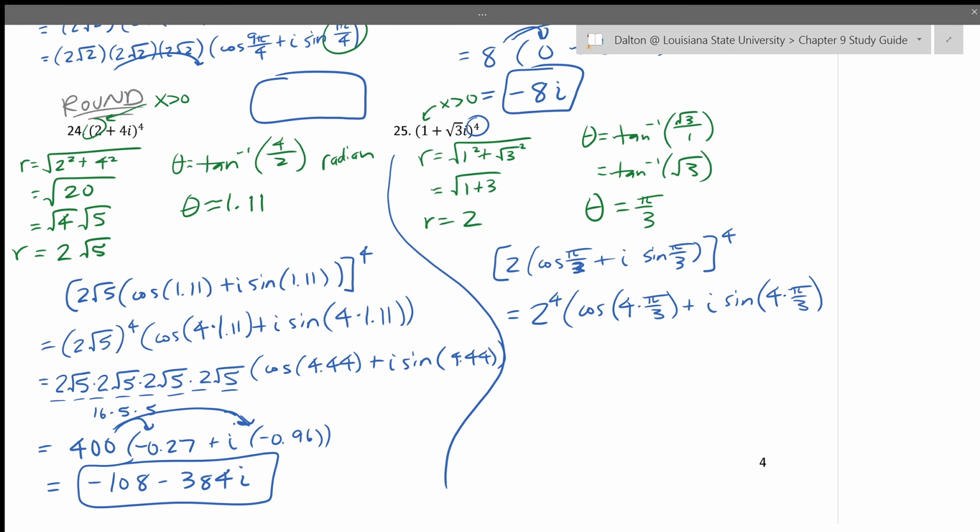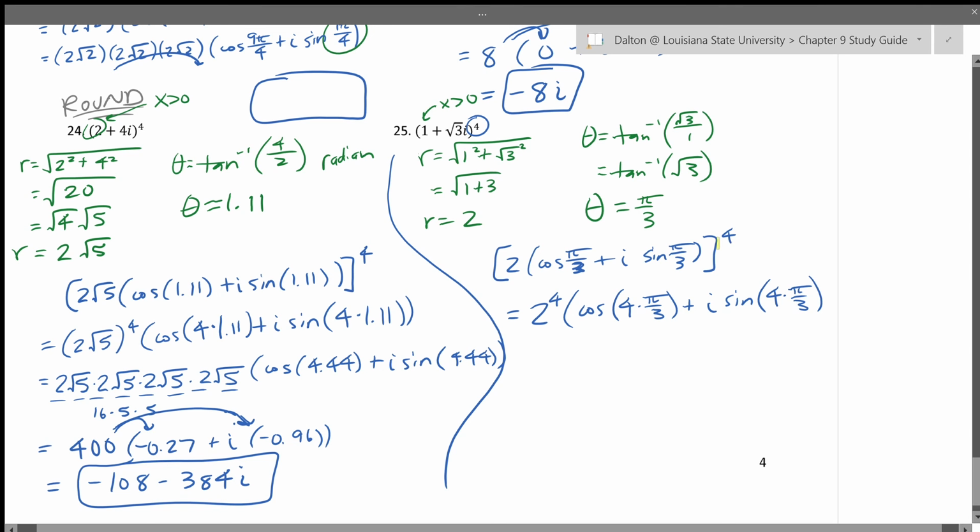So again, in all of these, that 4, whatever that exponent is, will drop in 3 places. It'll raise r to that power, and then you multiply theta by that number. And then we keep on simplifying. 2 to the 4th power is 16 times the cosine of 4 pi over 3. We can't simplify that at all. Plus i times the sine of 4 pi over 3.